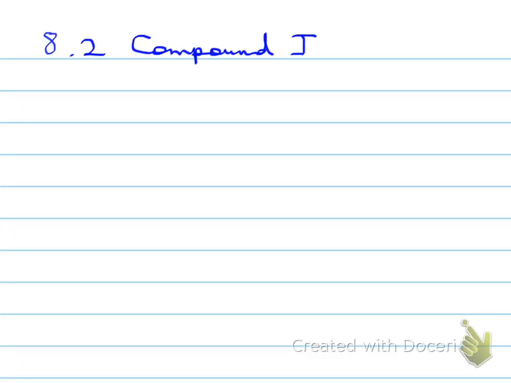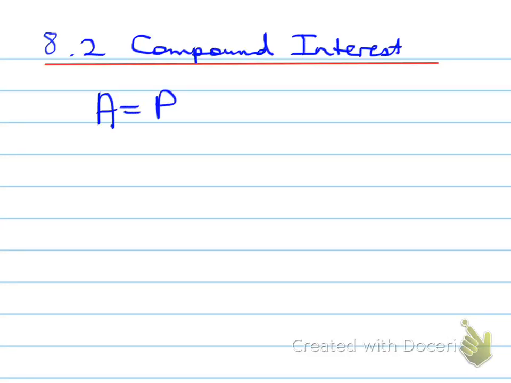All right, 8.2, compound interest. Compound interest is a different type of formula. The reason we learn about compound interest is this allows us to earn interest on our interest, and also that allows banks to charge interest on interest if we don't pay our fees.